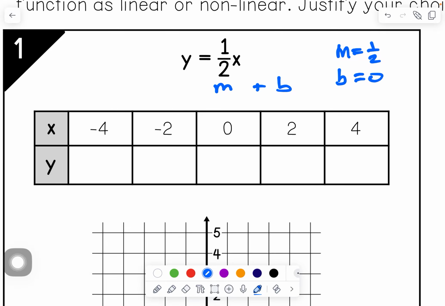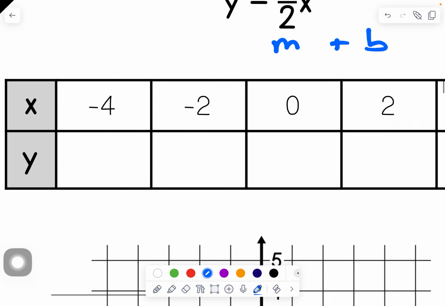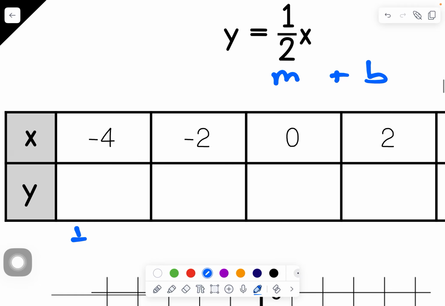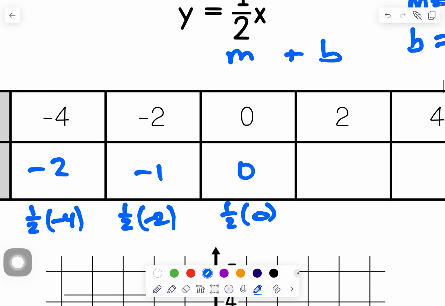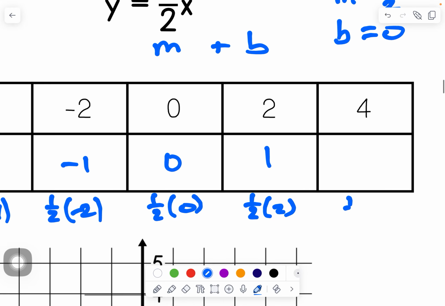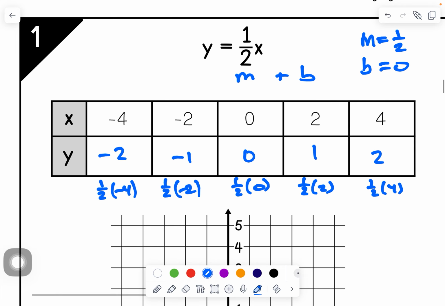I'm just going to plug each of these x numbers into my equation to determine what y is. If I have 1/2 x, I'm going to do 1/2 times -4, and when I do that, I get -2. Then 1/2 times -2 gives me -1. 1/2 times 0 gives 0. You can use a calculator for these if you need to. 1/2 times 2 gives me 1. 1/2 times 4 gives me 2. That's how I get the y values from my table.